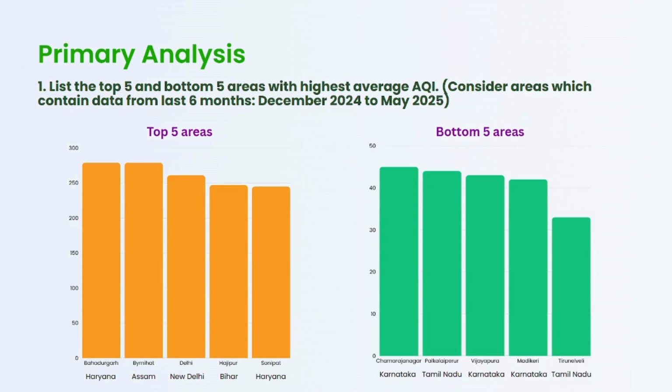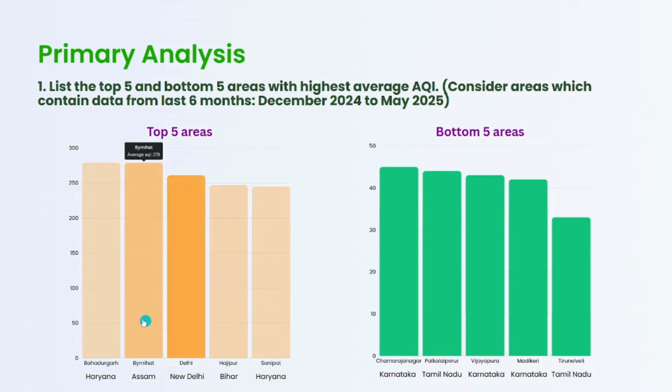The main reason is that South India is surrounded by the sea, which helps in reducing pollution, and also has a smaller population. But North India is surrounded by land on all sides and has a large population.